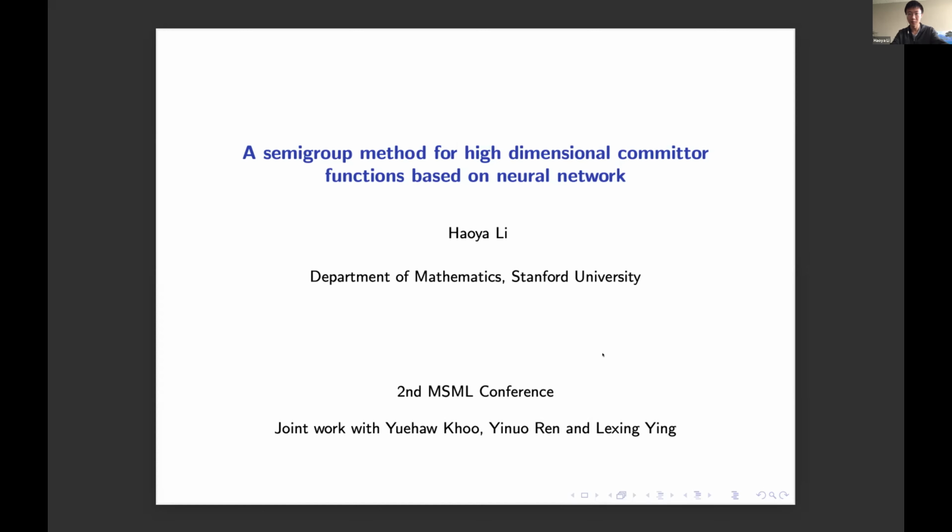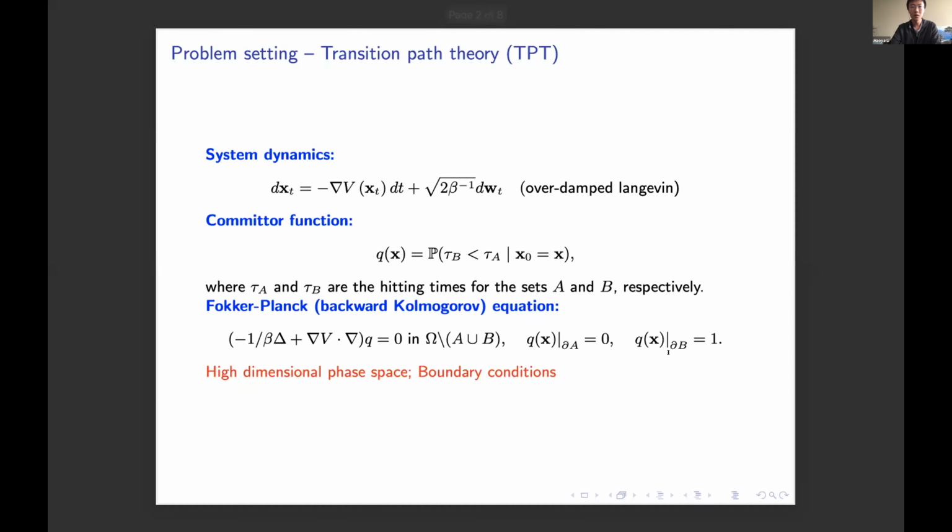Thanks for having me today. And I will give a talk on our recent work, a semi-group method for high-dimensional committor functions based on neural network. So the topic is quite closely related to Grant's talk earlier. This is a joint work with Yuhao Ku, Yinor Ren, and Lexing Ying. Okay. So the committor function is a central object in the transition path theory.